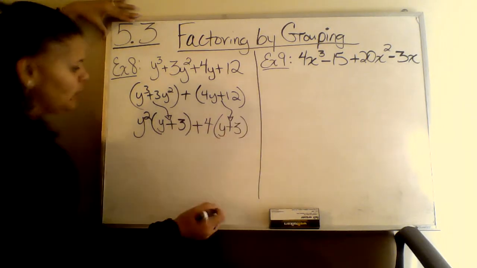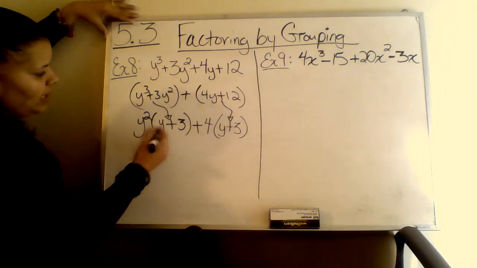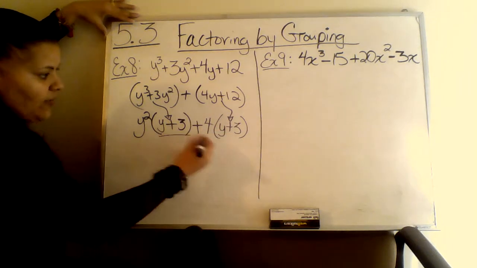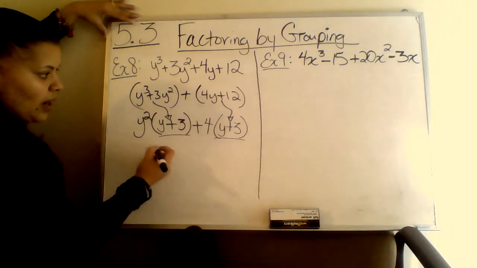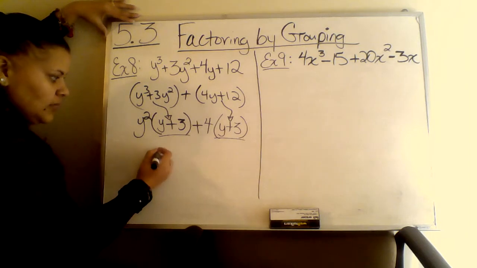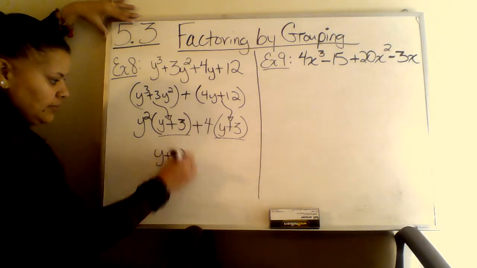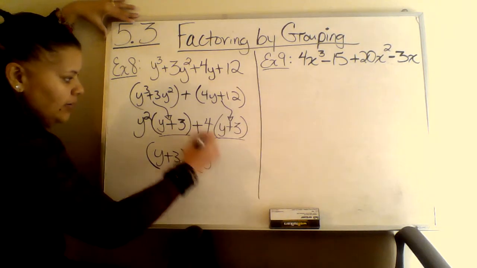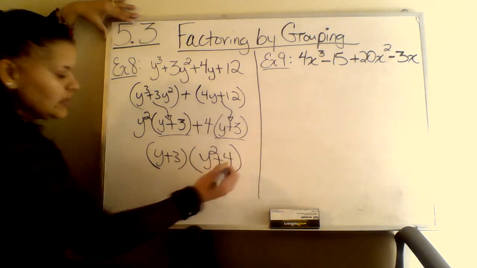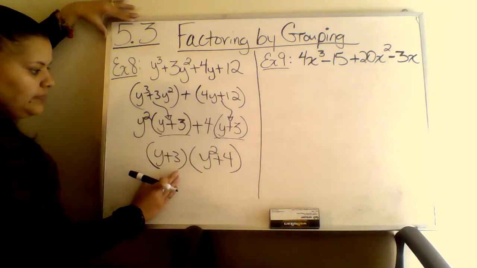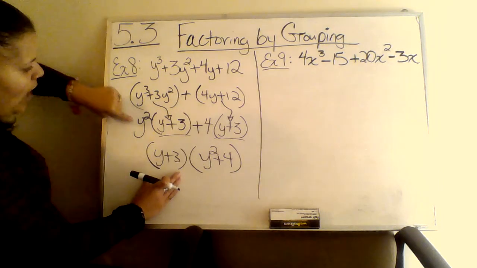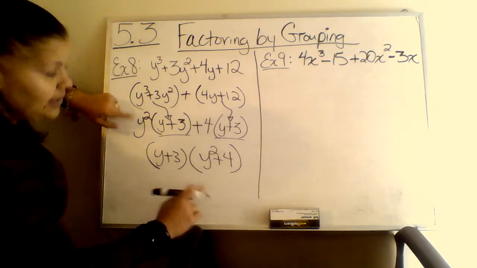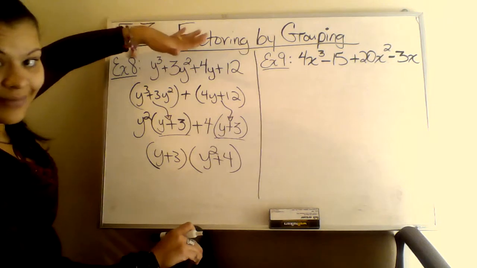3. Notice you have y squared times y plus 3 plus 4 times y plus 3. They have a y plus 3 in common. So I'm going to factor this out. I have y plus 3, pull it out, and then I'm left with y squared plus 4. So all you do is take out the common, and then I'm left with y squared plus 4, my leftovers. And that's how you factor by grouping on that part.